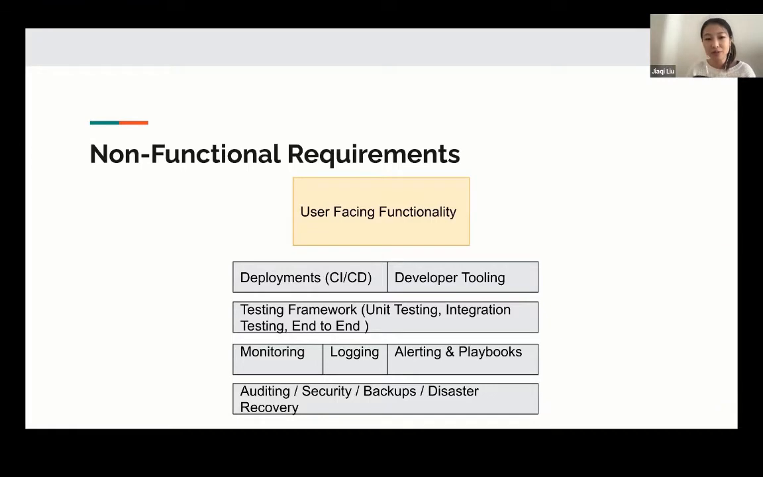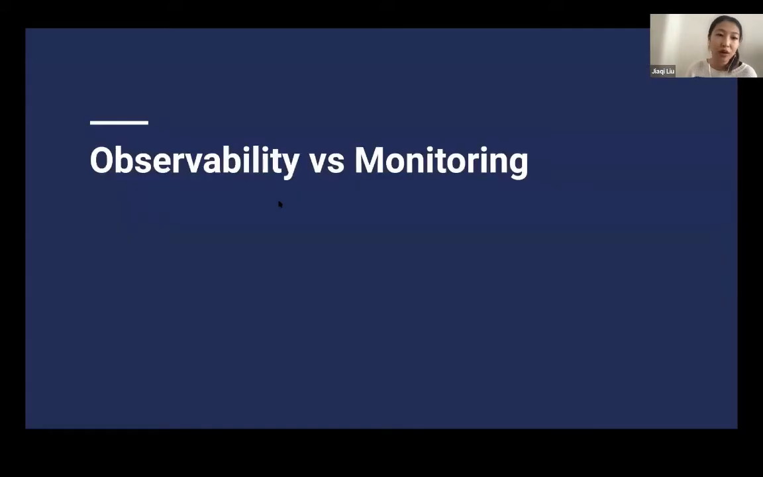So these are the high level of what non-functional requirements mean. Behind the scenes, behind all the user-facing functionality, having these kind of frameworks in place allows you to recover very quickly. So I'm going to talk a little bit more into what that means in the world of observability and monitoring.